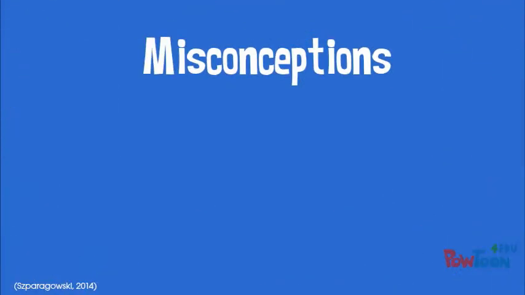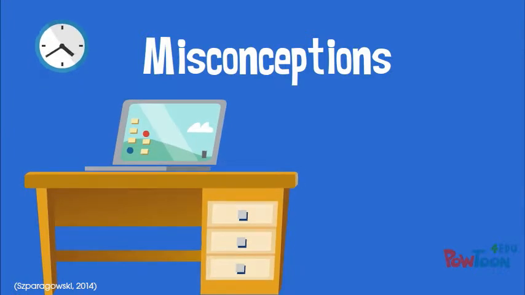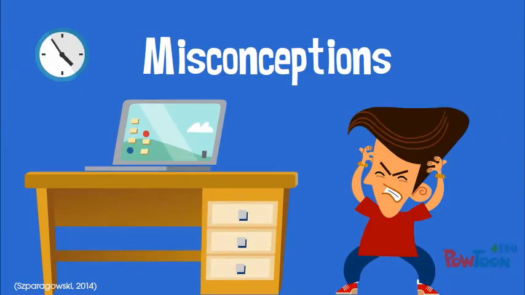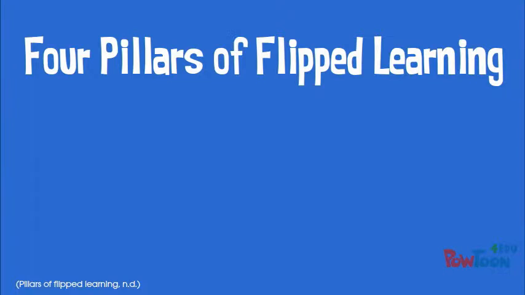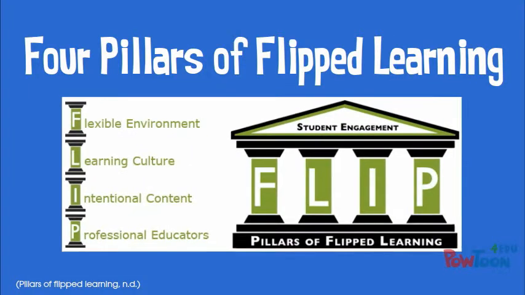There are many misconceptions about the flipped learning model, such as students getting too much screen time and students working in isolation. For this reason, the FLN has devised the 4 pillars of flipped learning to ensure teachers are implementing the model as intended to maximize learning. The 4 pillars are flexible environment, learning culture, intentional content, and professional educator. These 4 pillars are included in Lesson 1.